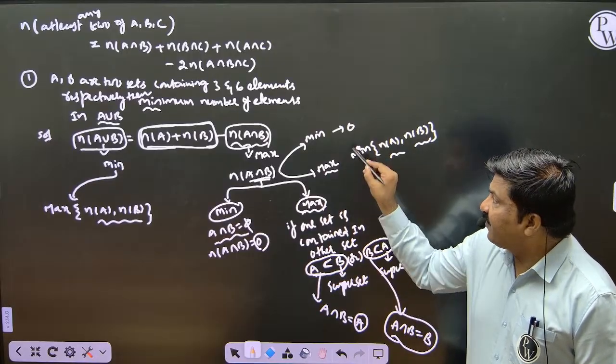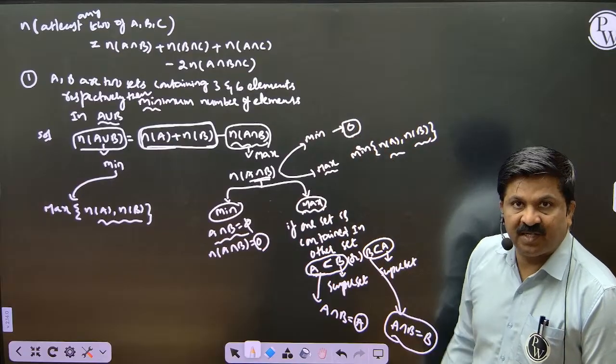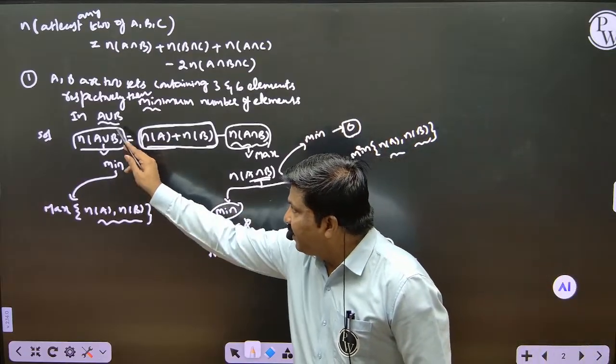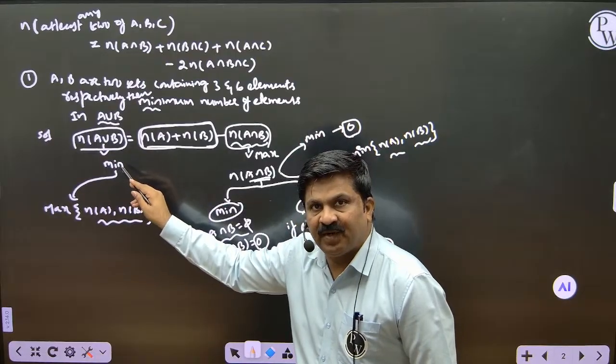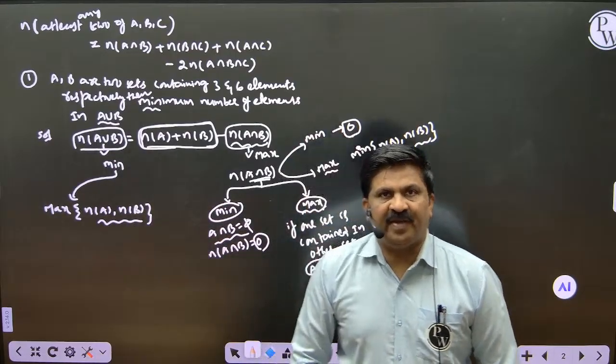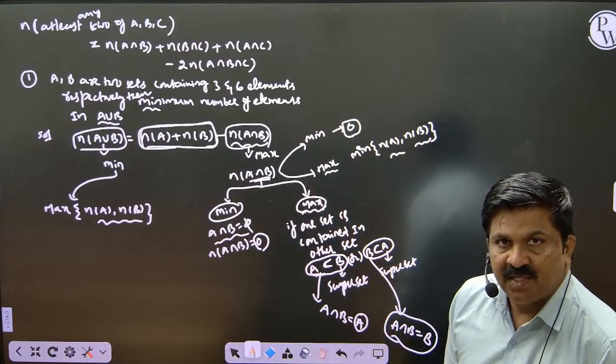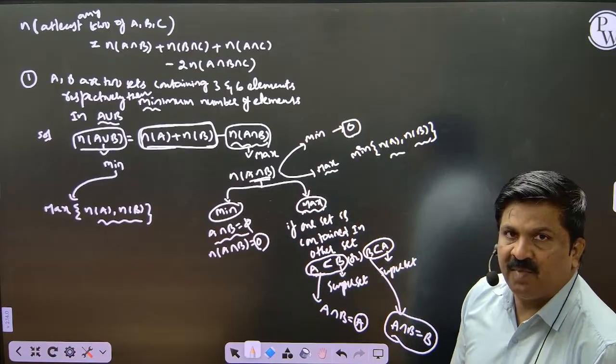But the minimum of n of A intersection B gives what? 0, or not. Next, coming to here, the minimum of n of A union B gives what? Maximum of n of A comma n of B. Minimum of n of A union B gives maximum of n of A comma n of B.